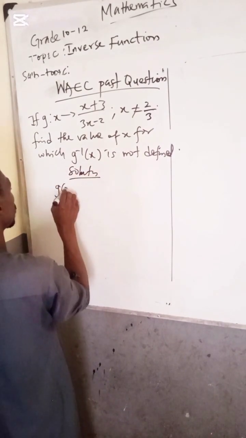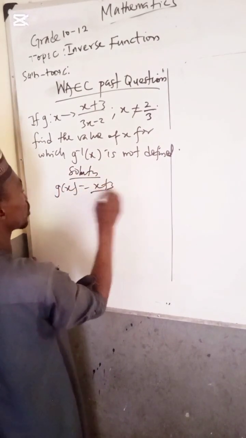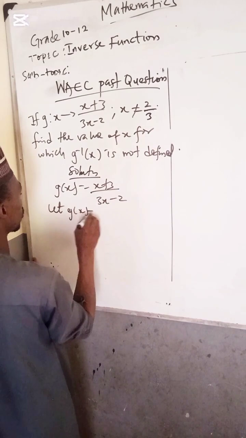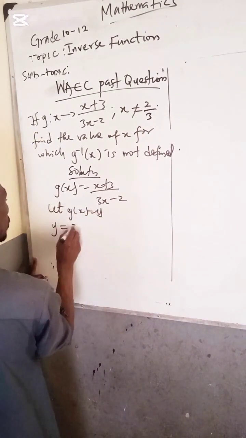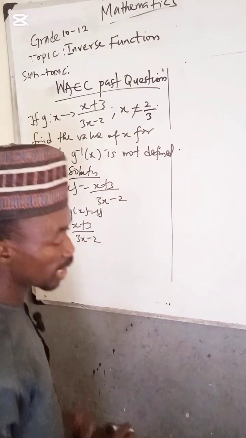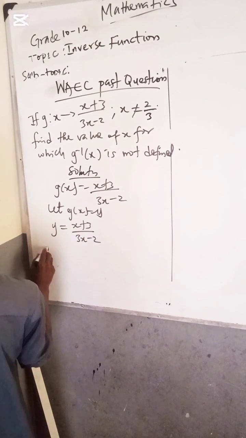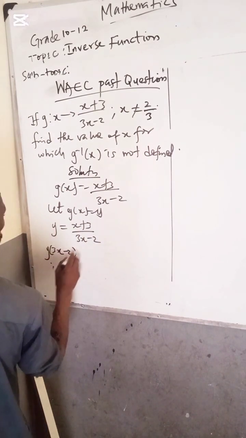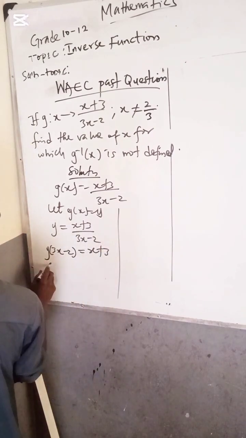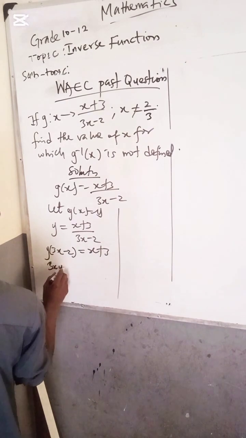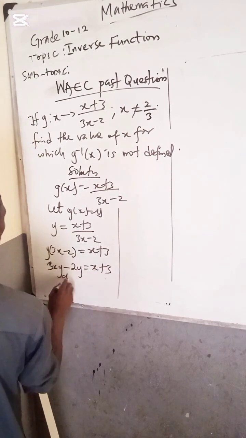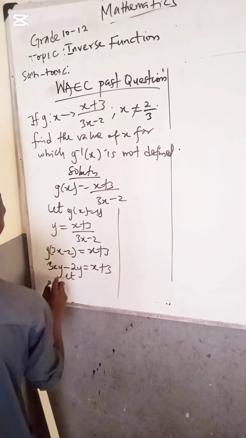So g of x is equal to x plus 3 over 3x minus 2. Let g of x equal y. So you have y equal to x plus 3 over 3x minus 2. Here we have to make x the subject of the formula. We have y into 3x minus 2 equals x plus 3. Now open the bracket: you have 3xy minus 2y is equal to x plus 3.